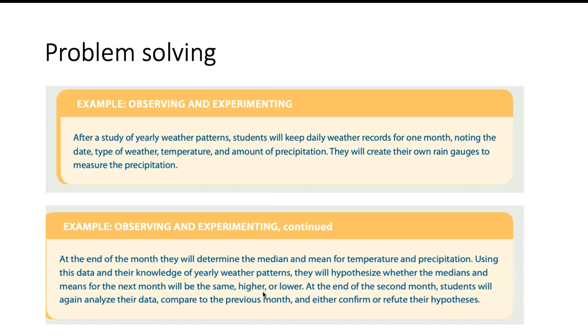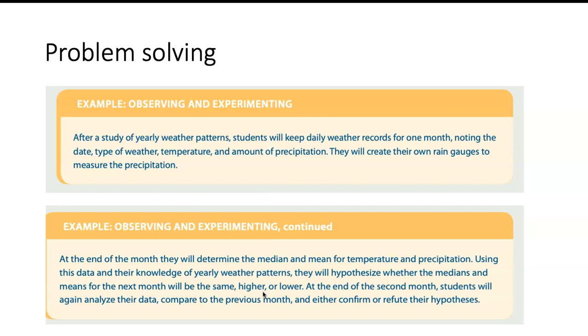So here's a great study involving weather. Again, like I said, we see this in elementary, middle, and high school. After a study of yearly weather patterns, students will keep a daily weather record for 1 month, noting the date, type of weather, temperature, amount of precipitation. They will also create their own rain gauges to measure the precipitation. How awesome would it be to have your students measuring the amount of rain that fell at their elementary school and then comparing that to what Margaret Orr reported on that evening on the evening news?